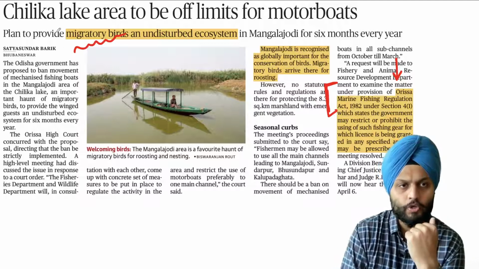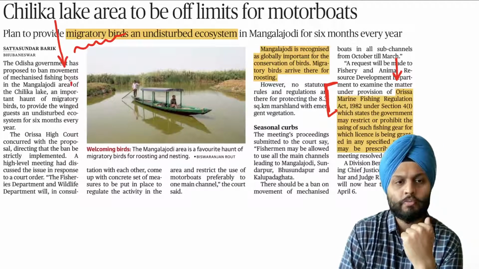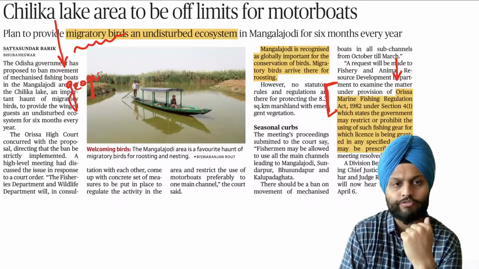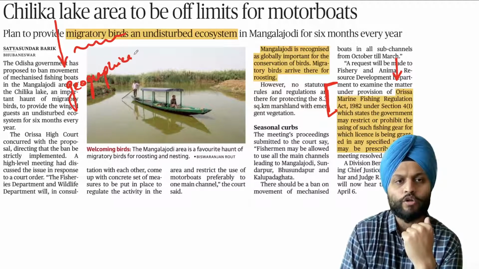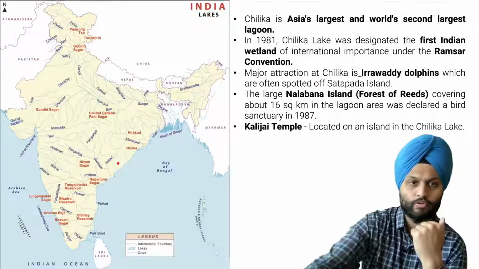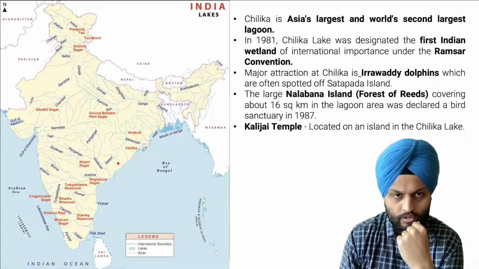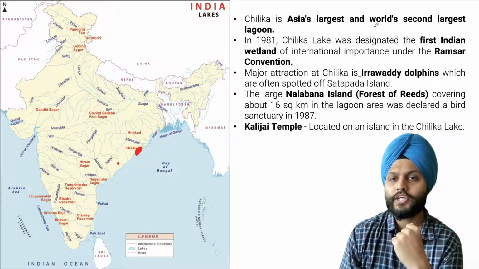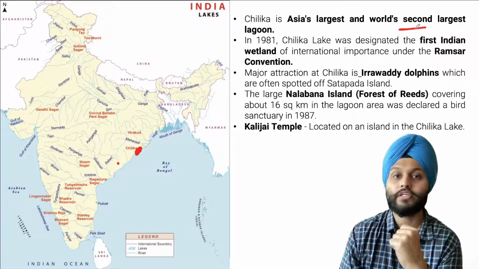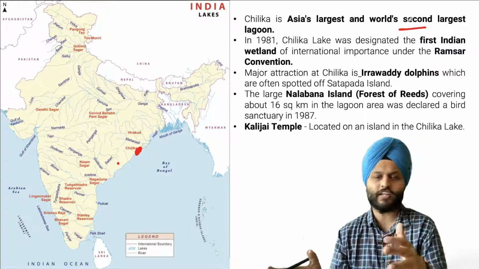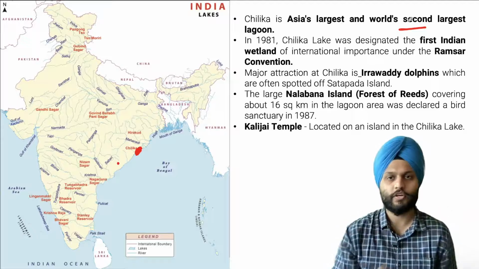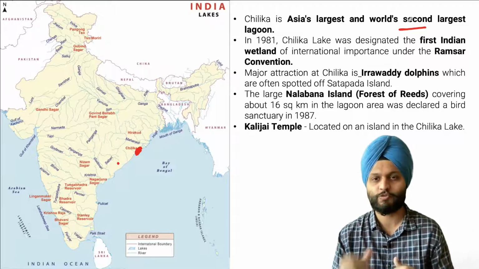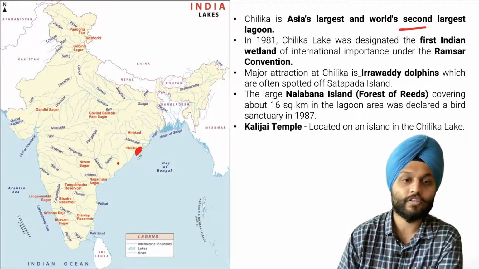Okay, now I told you about Chilka Lake. It's very, very important. You must know about its geographical location. In fact, there was a question asked with reference to, this is the map you can see. So this area that you see, this is Chilka Lake. So this is the area, Asia's largest and world's second largest lagoon. Basically sea water coming in inland. So it has brackish water, saltish water. Okay, so this is Chilka.